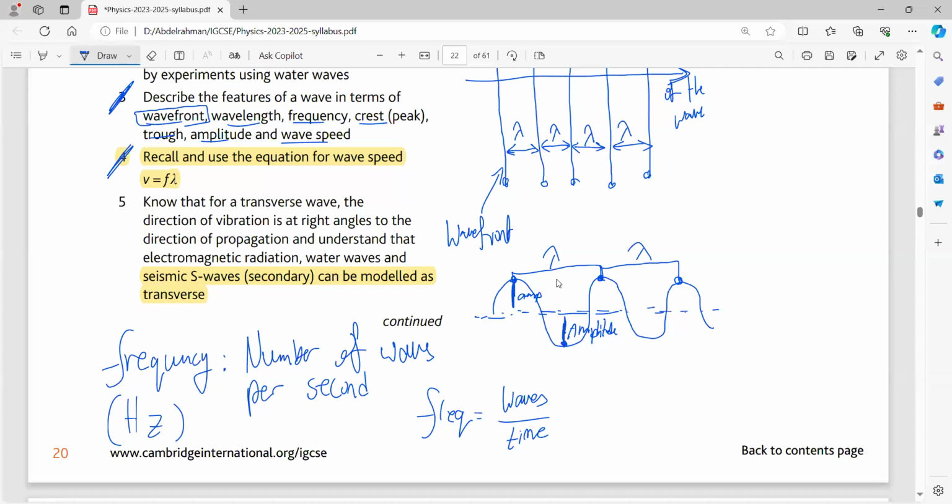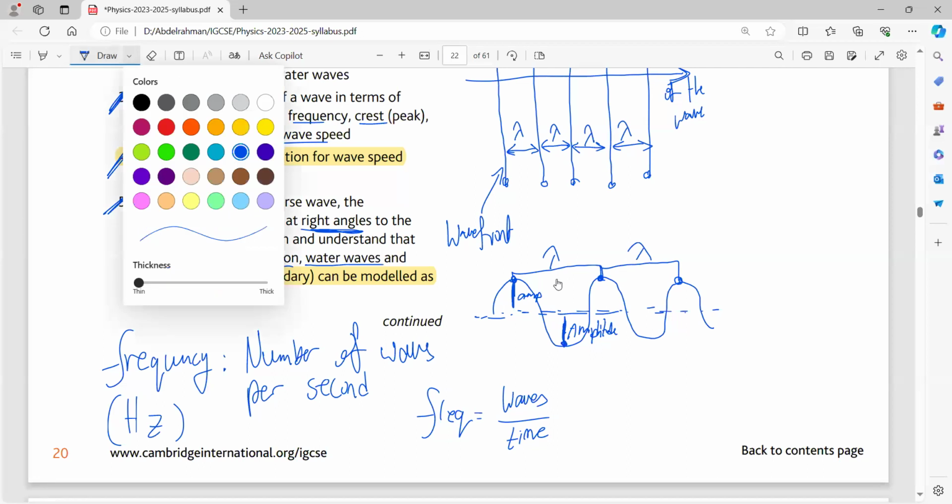Again, what is a transverse wave? It moves up and down, perpendicular, at right angles to the direction of the energy motion. All of the electromagnetic waves are transverse. All of the water waves are transverse. Seismic waves, this is a new addition to the syllabus, are transverse waves.